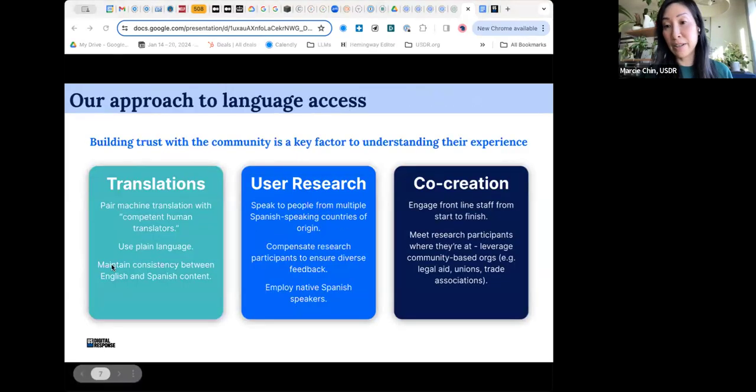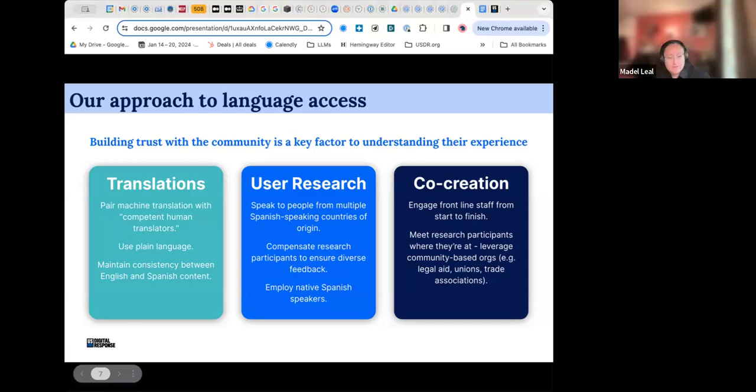And I'll hand it over to Madel, who'll go into some details on our best practices. Thanks, Marcie. So we pretty much took what we learned in our process partnering with New Jersey and are applying it to our language access framework and how we're thinking about multilingual support and capacity. Building trust with the community is a focal point for understanding their experience effectively, and it's really key to understanding deeply what Spanish-speaking claimants go through. Trust forms a foundation of meaningful engagement and fosters open communication, allowing us to gain valuable insights into the needs, preferences, and challenges faced by Spanish-speaking individuals in this case.